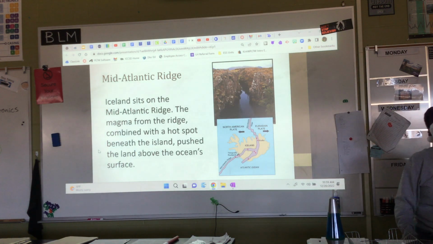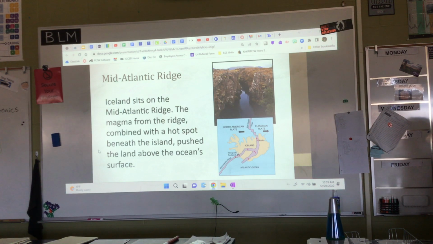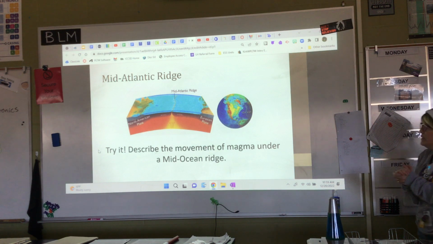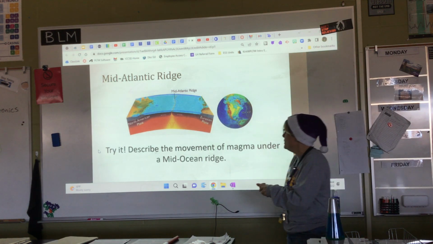But yeah, you can go there and swim in the Rift Valley if you'd like. Or not Rift Valley, in the ridge. Okay, Mid-Atlantic Ridge. Describe the movement of the magma underneath a mid-ocean ridge.